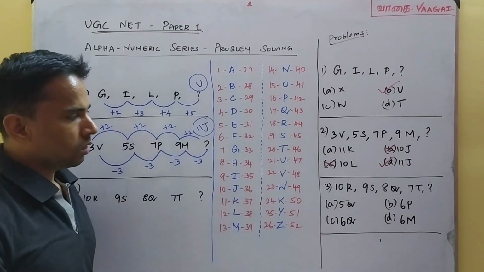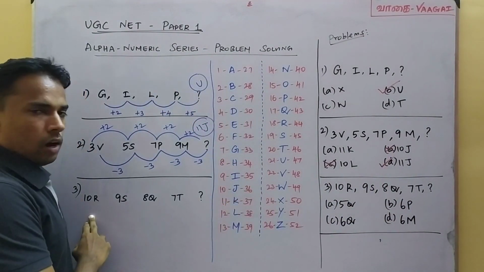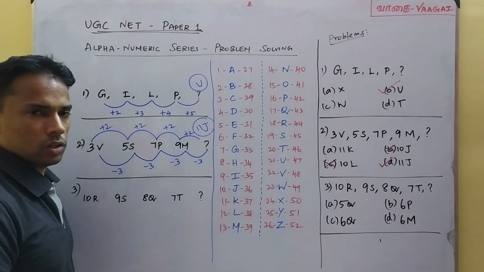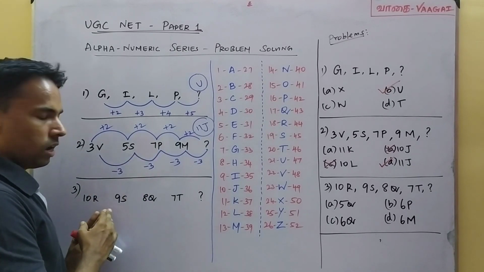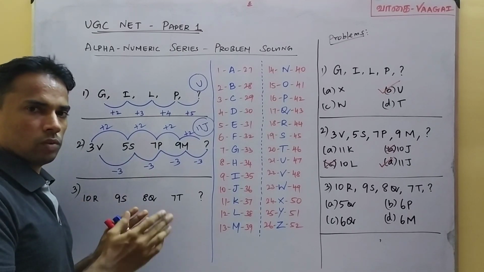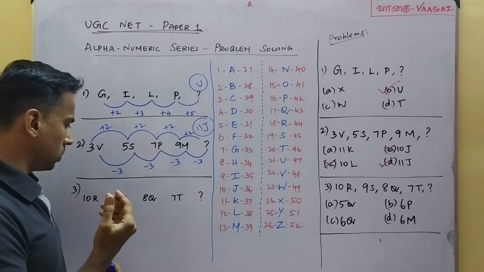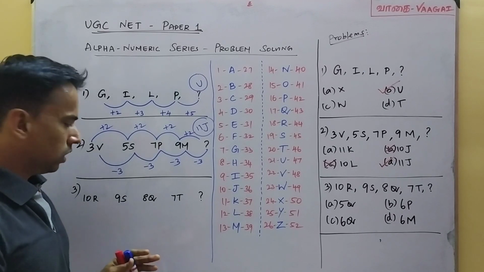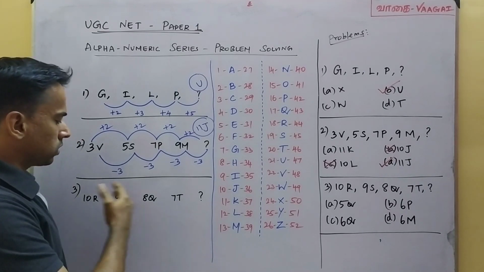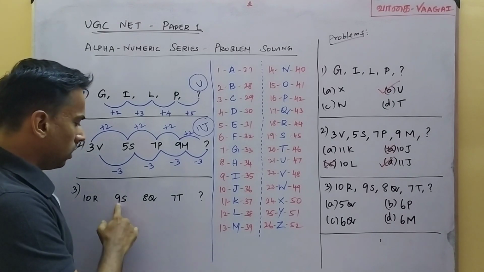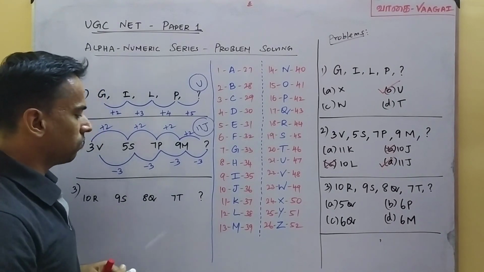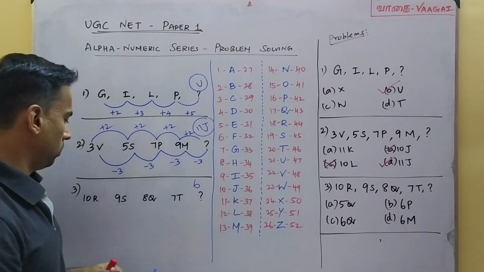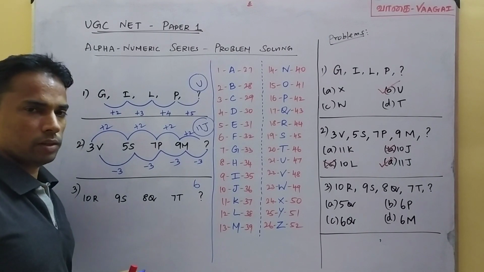Let's go to question number 3. The terms are 10R, 9S, 8Q, 7T and a question mark. Like the second question, here also we have numbers and letters, so we will do it one by one. Start with the numbers. By looking at them we can easily catch the pattern. 10, 9, 8, 7, the numbers are reducing one by one, right? So the required answer will have the next decreased number, which is 6.